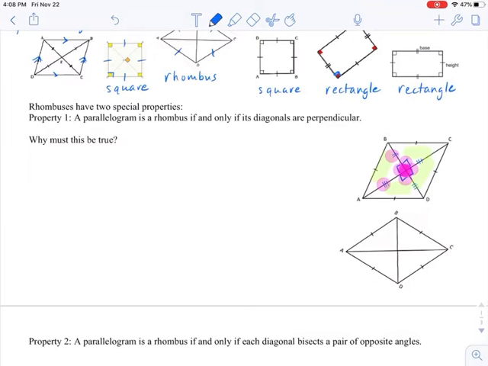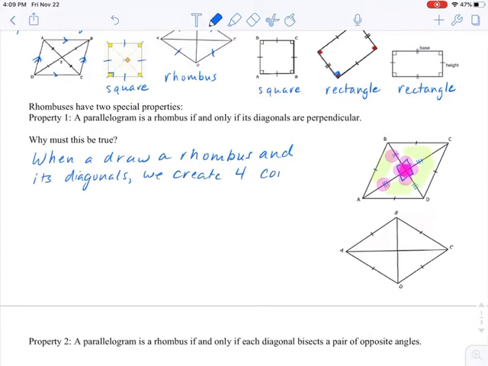So I'm going to try to write this out in a way that makes sense. So let's think of when we draw a rhombus and its diagonals, we create 4 congruent right triangles. We actually did an activity in class where we created a rhombus by folding paper, and that really helped us see these properties.